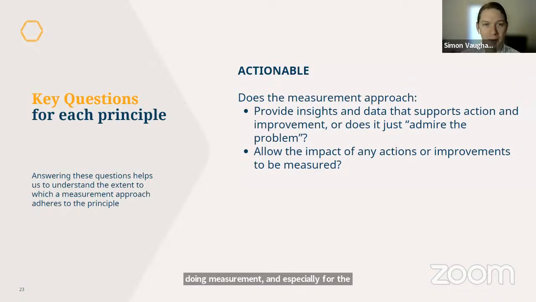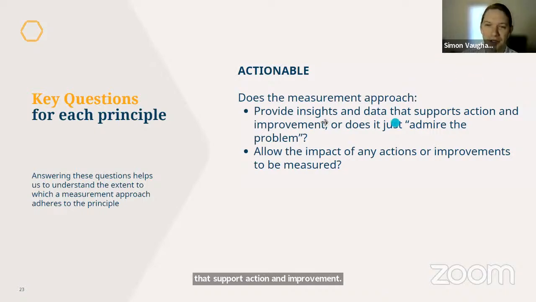So you're running a program, measurement will generally involve taking up the time of the people in the program in one way or another. And so we want to make sure that if we're putting all this energy and focus into it and asking people to give their time to be a part of it, that the results are actually usable, that they contribute to change and that they're meaningful. So questions we can ask are: do they provide insights and data that support action and improvement? Or does it just admire the problem?